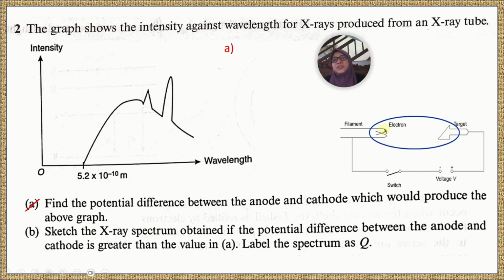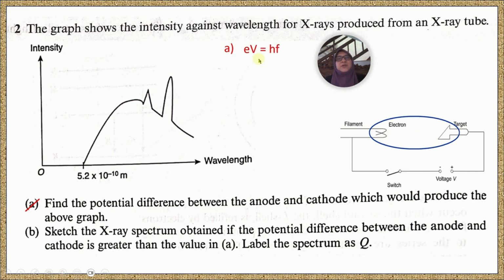Okay, so this is the schematic diagram for the X-ray tube, 2-dimension diagram. This is the cathode where the electron is emitted by the filament here, and then the target is the anode. Target is the anode. Okay, so we are going to find the potential difference. So this voltage, the potential difference between the anode and cathode here.